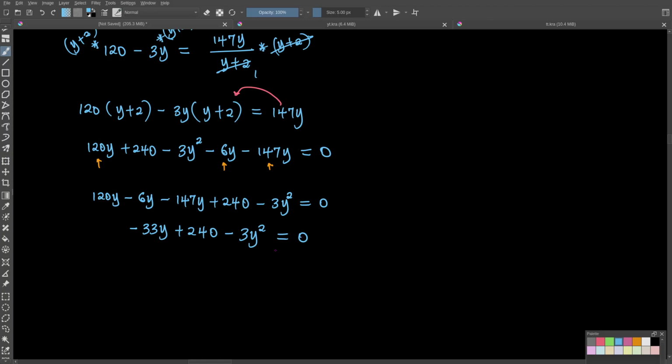Now this is a quadratic equation, and remember the standard form of a quadratic equation is ax squared plus bx plus c equals 0, where a, b, and c are constants. The x is just any variable. In our case, the x corresponds to Y. So let's rewrite our equation in that format. This becomes negative 3Y squared, minus 33Y, plus 240, and we are saying this is equal to 0.